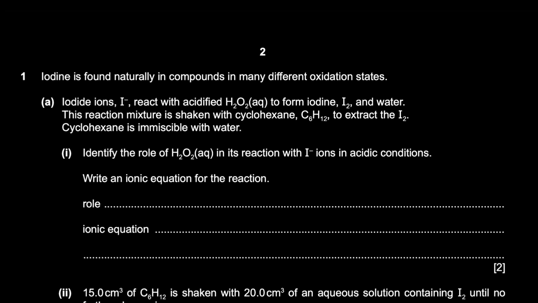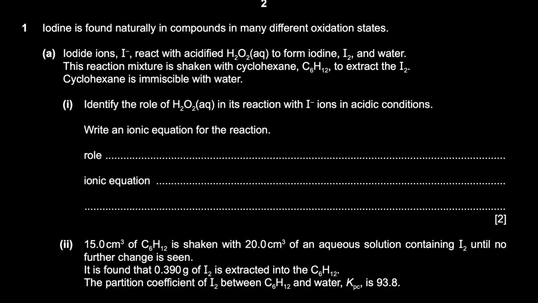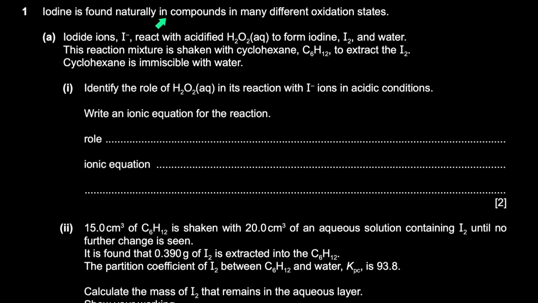So we start with question number 1. Iodine is found naturally in compounds in many different oxidation states. Iodide ions react with acidified H2O2, that's hydrogen peroxide, to form iodine and water. This reaction mixture is shaken with cyclohexane to extract the iodine. Cyclohexane is immiscible with water. Identify the role of H2O2 in its reaction with iodide ions in acidic conditions and write an ionic equation for the reaction.